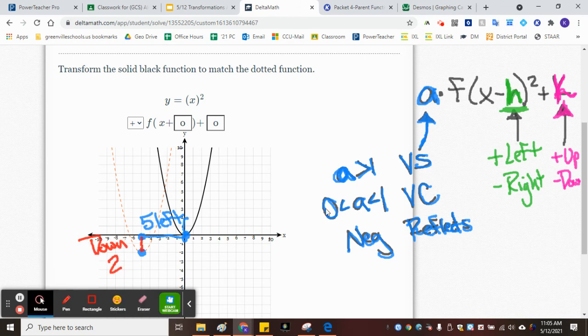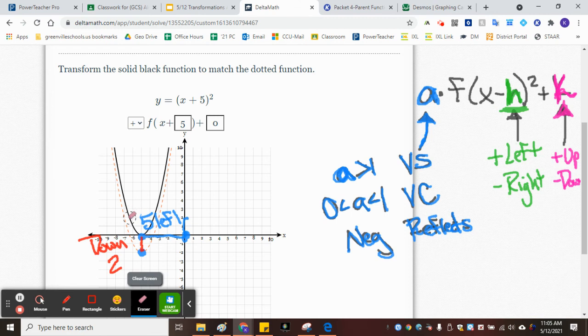So 5 units left. Left is positive. So I need to put in a 5, a positive 5. And see, it moves it left. So I'm almost there. My equation's almost right. And if you look up here, it's changing your actual equation. So take note, I put a plus 5 inside the squared.